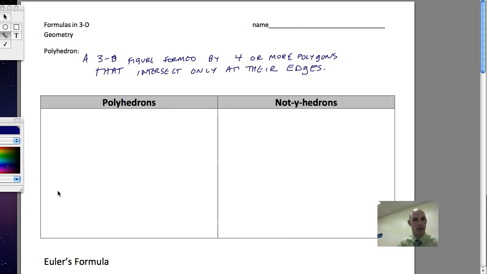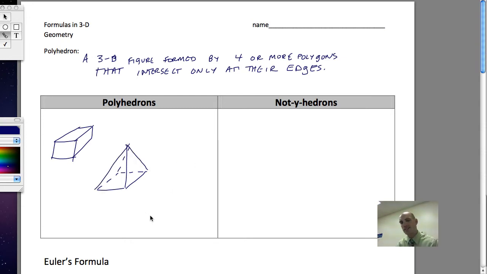Some examples of polyhedrons would look like this. I could have a square prism, or perhaps a square pyramid. Things like that. Prisms, pyramids. Those are formed by polygons, which are shapes with straight sides, that intersect at only the edges.